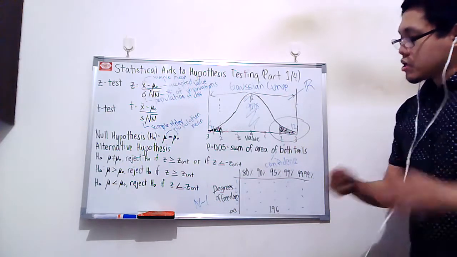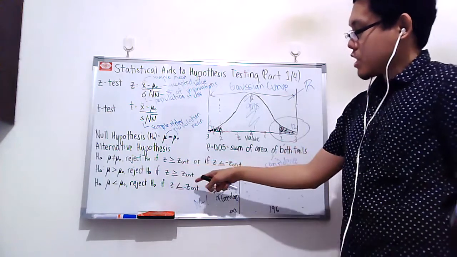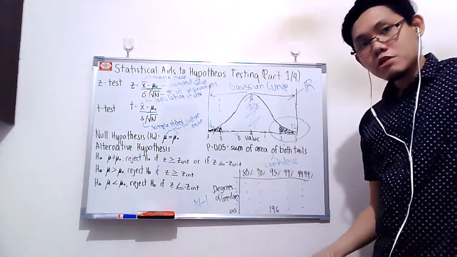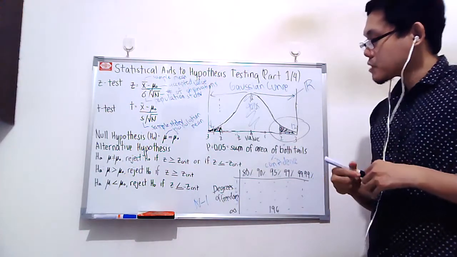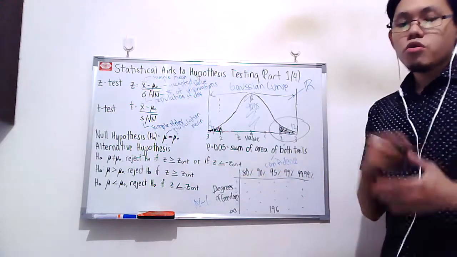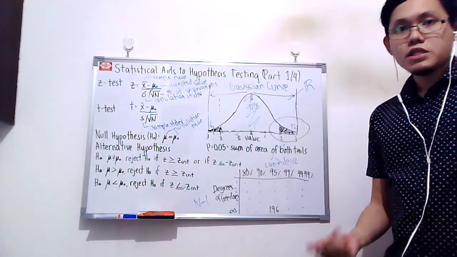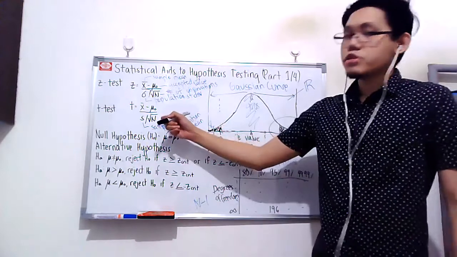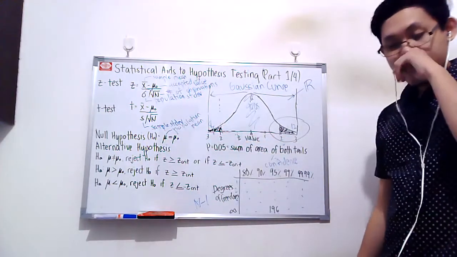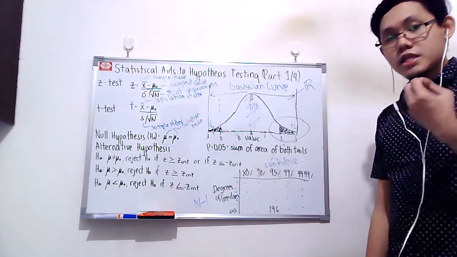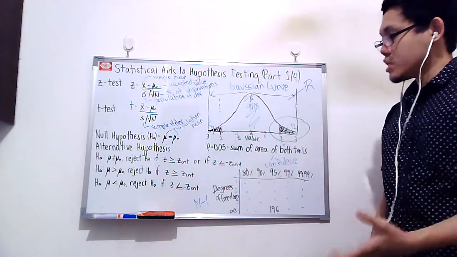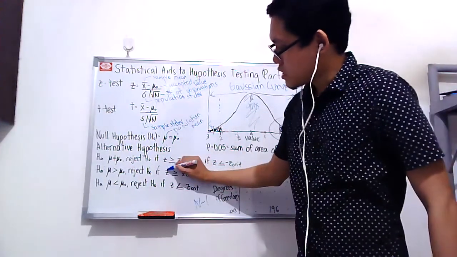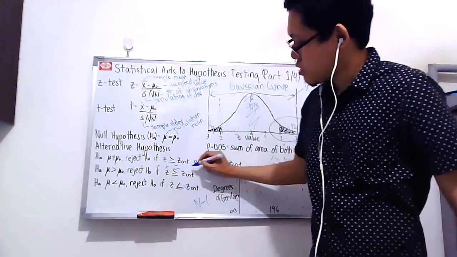Kung the Z value is greater than or equal to Z critical. So, pwede nyo matanong kung bakit Z lang yung nakalagay dito. So, pwede mo rin naman gamitin dito yung T kapag ang N, itong number of observations mo ay mababa. So, technically, if you want to use t-test on your balances, you need to use T. So, you can just replace Z with T. So, T is greater than or equal to T critical.